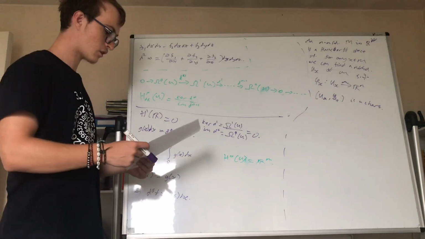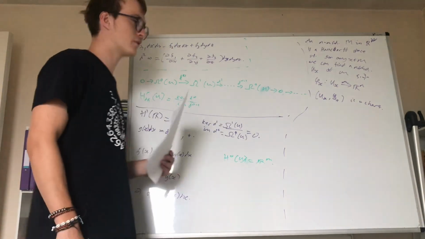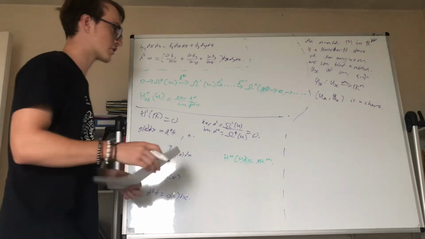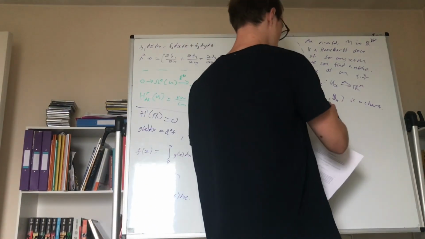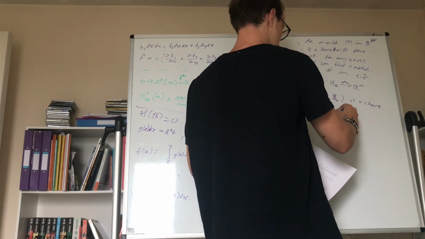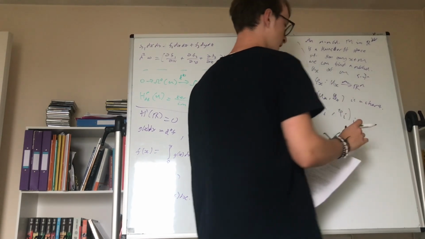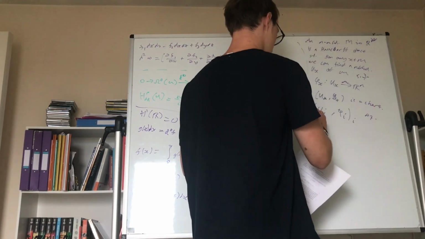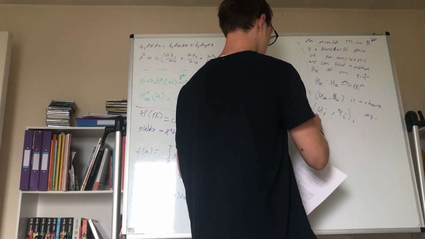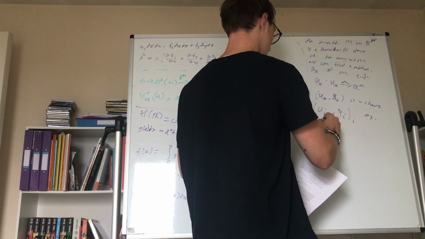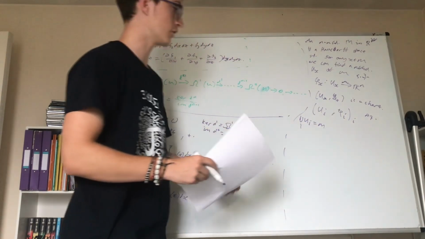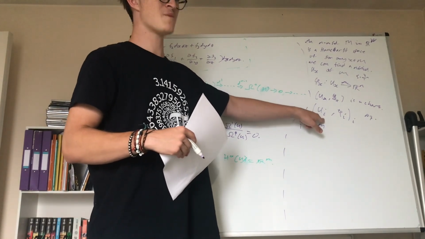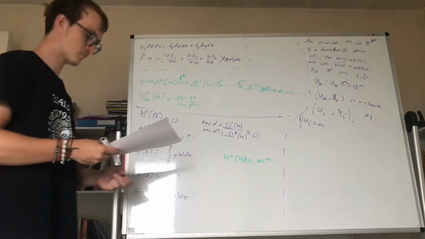Now another thing we need to define is an atlas. An atlas is just a family U i, phi i of charts such that the U i are an open cover of the manifold M. So when you take the union of all of these neighborhoods, you get the manifold M.